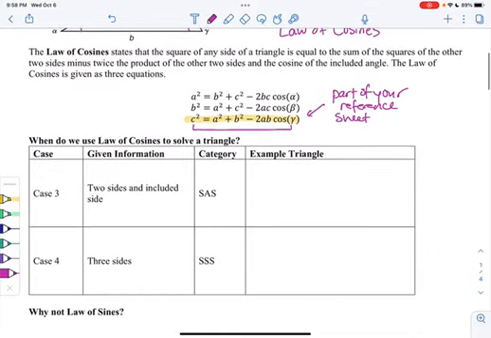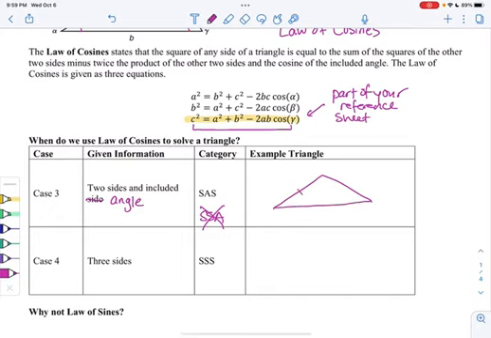Let's look at the different cases that we can apply law of cosines to. So one is side angle side. Now this means two sides and an angle, but the way that they're given is different than SSA, right? It's not that one that we talked about with law of sines. So the SAS one means two sides and an included angle. So let's talk about what that would look like.